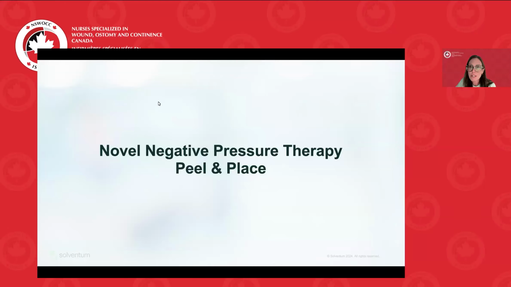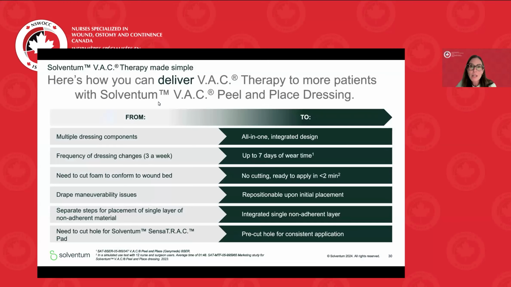All right, so we talked about the negative pressure instill and dwell. We talked about the closed incision. Now, this is my actual favorite thing to talk about. This is one of the most recent innovations via Solventum that I was really excited about when it came out, and I'm still really excited about it. So the novel negative pressure therapy, or peel in place, this also is going to be something that, I think, is going to revolutionize the way that we look at negative pressure and our ability to apply negative pressure to even more patients where it is the right time, right place, right setting.